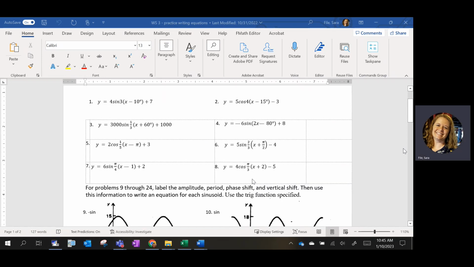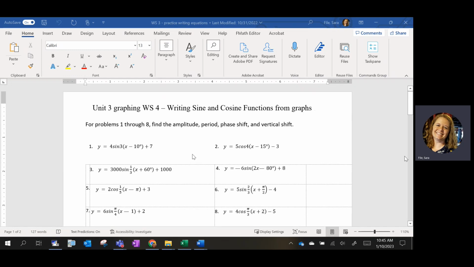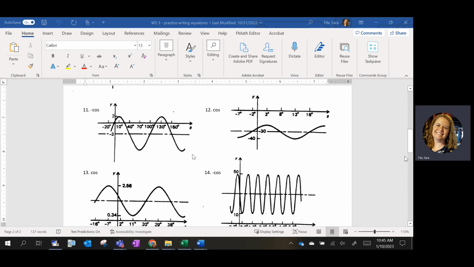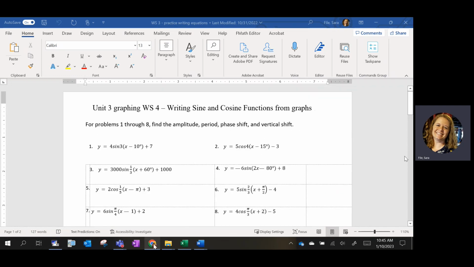Your packet didn't? Okay, I'll get you one. If for some reason your packet from last week didn't have the last page, if it got torn off or something, it is also posted in It's Learning. Go to the Unit 3 Part 2 folder, then resources, then assignments. All of the worksheets from that packet are posted there as PDFs, and you can just print that last single page. You don't have to print the whole packet. But I think I have a couple extra hard copies as well.